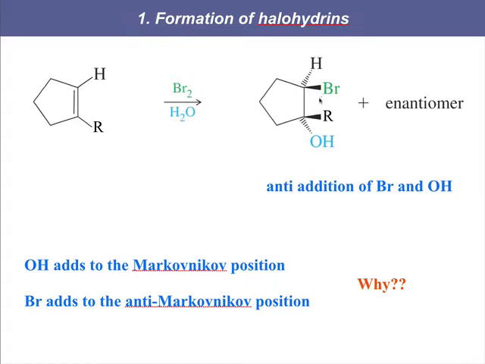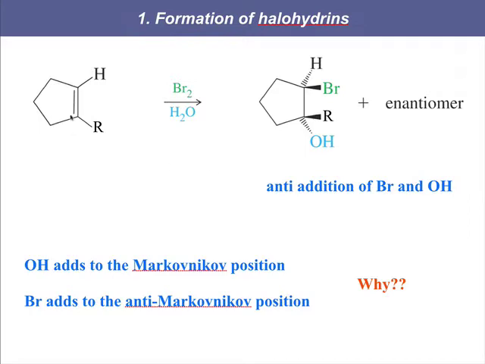The big picture is we get anti-addition of the bromine and an OH. By anti, again, I mean that the bromine is in one plane, in this case it's a wedge, and the OH is in the other plane, it's a dash. And as a result of that, we also get an enantiomer, because there's no way to control which group, the Br or the OH, goes in which plane. So we get anti-addition of Br and OH across the double bond.